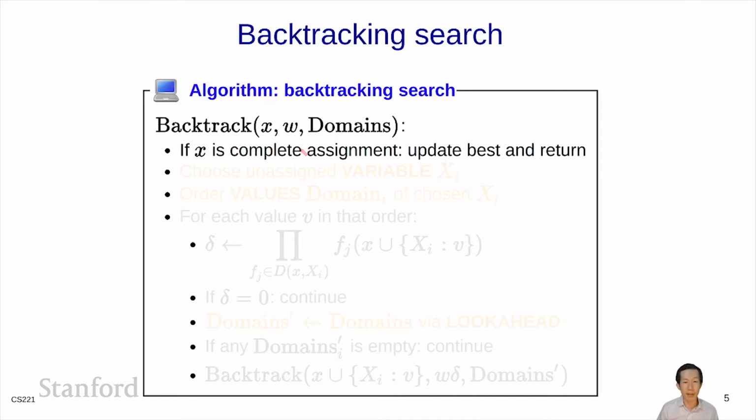If x is a complete assignment, then we have reached a leaf, and we look at its weight, update our current best, and return.